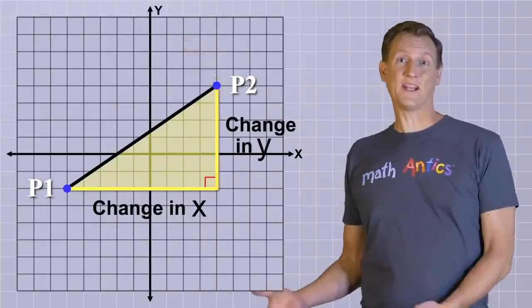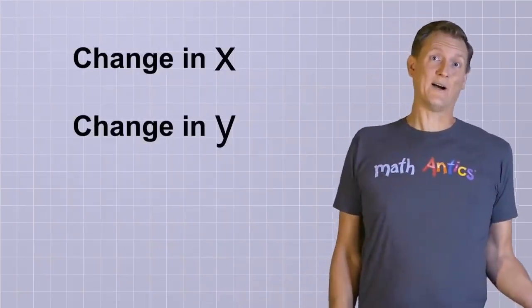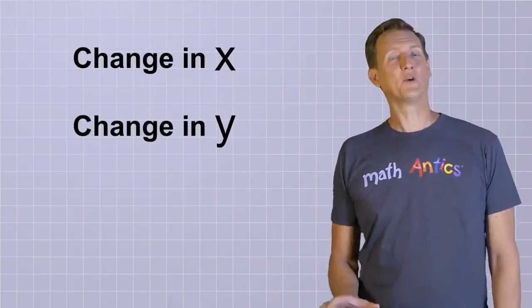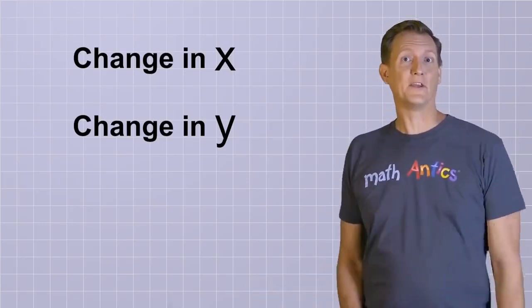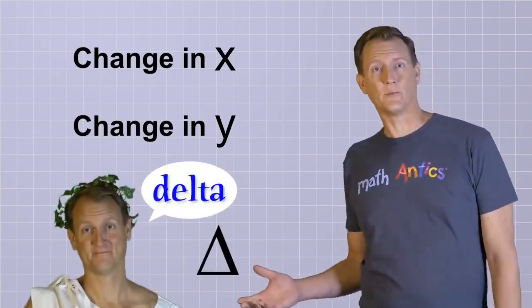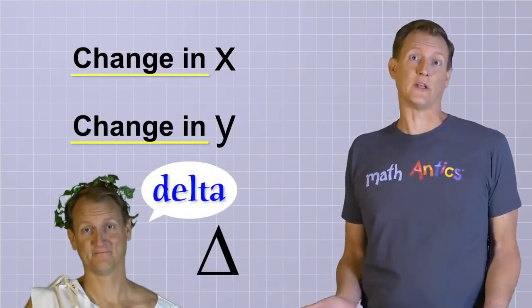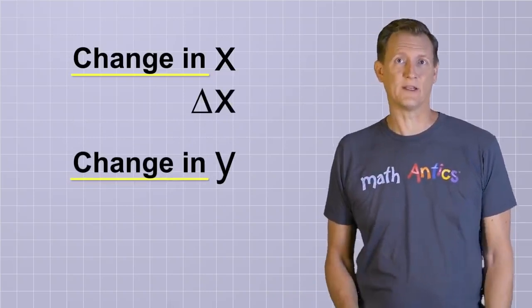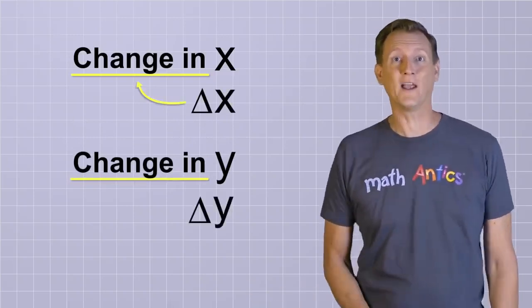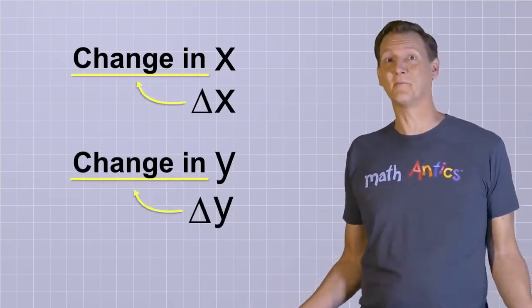That's cool, but the names change in x and change in y are kinda long. Fortunately, mathematicians have a shorter way of saying the same thing. They use the Greek letter delta as an abbreviation for the words change in. That means you can just write or say delta x to mean the change in x, and delta y to mean the change in y.